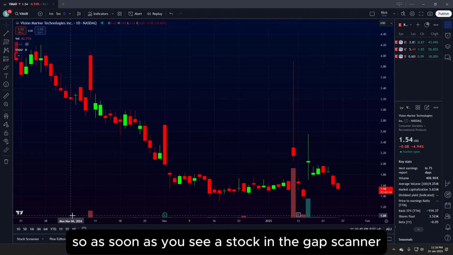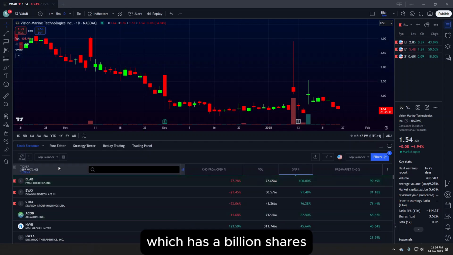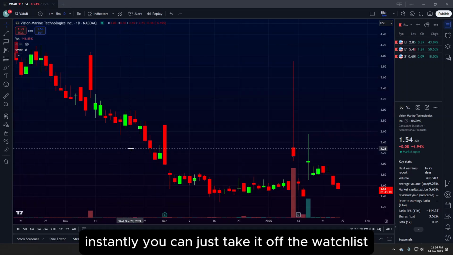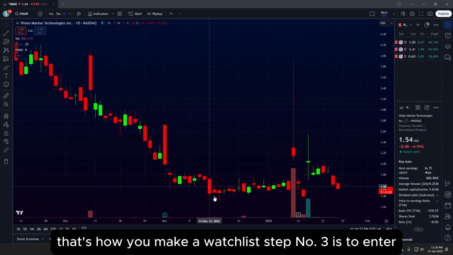So as soon as you see a stock in the gap scanner which has 1 billion shares, instantly you can just take it off the watch list. So that's how you make a watch list.